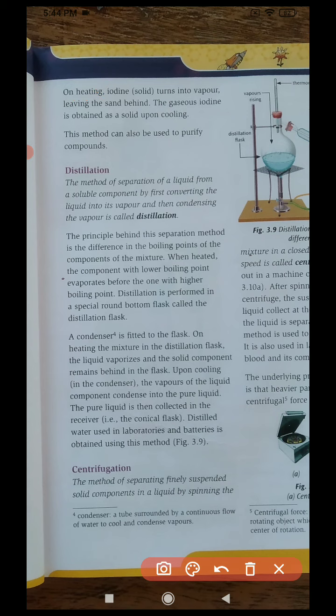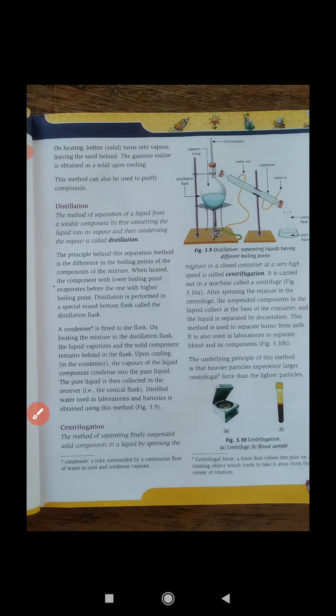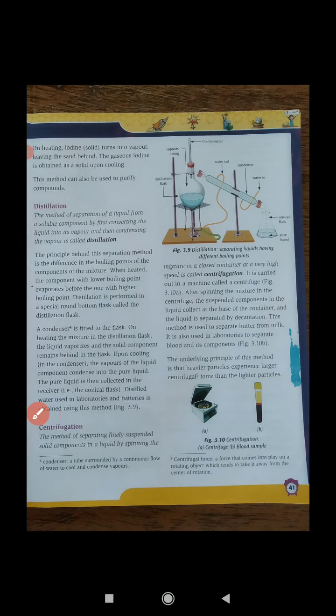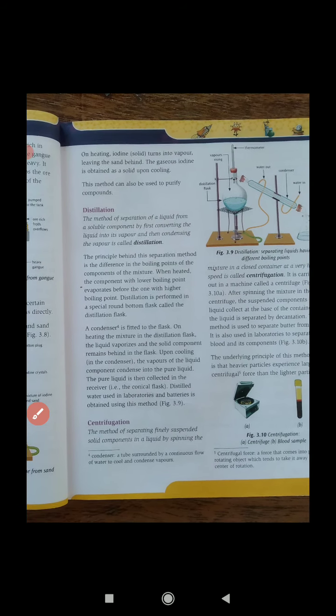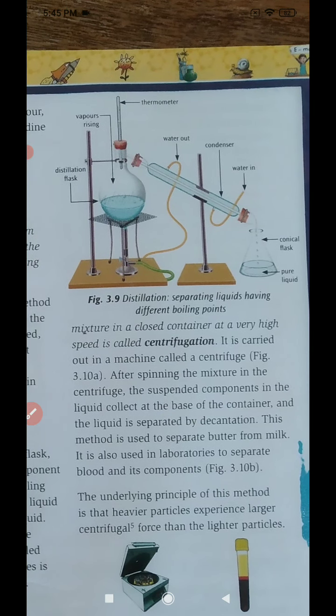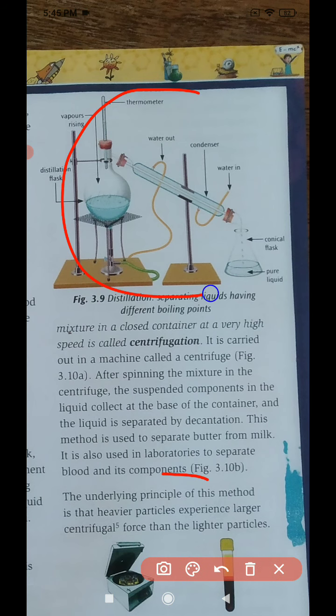Now, the distillation. Here is the entire setup of distillation. You can see this is the setup. Students, distillation is the method of separating a liquid from a soluble component, a solid-liquid mixture that is soluble, by first converting the liquid into its vapor and then condensing the vapor. I am directly showing you the setup because in the exam this setup used to come, so practice more.